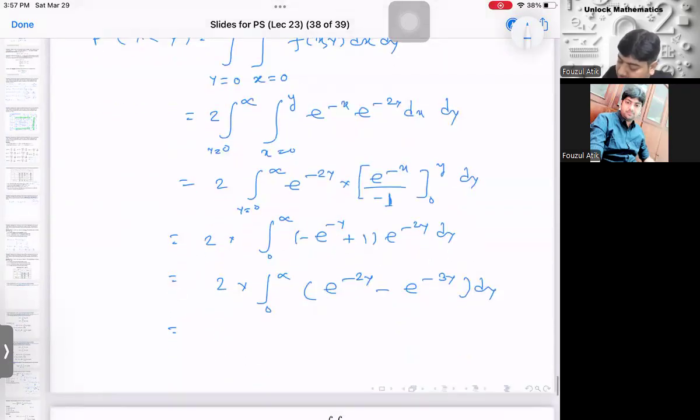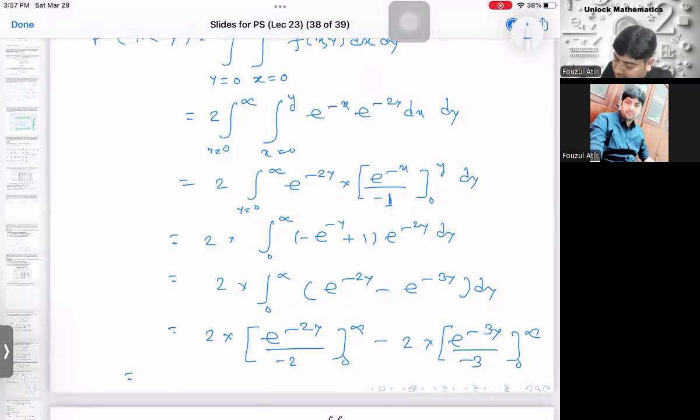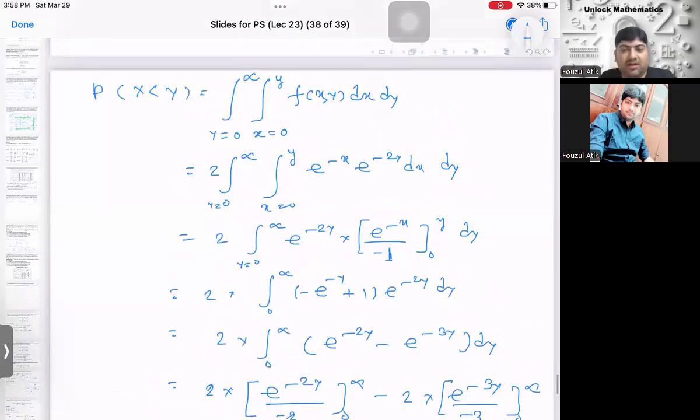Again we can do the integration: 2 into e power minus 2y by minus 2 from 0 to infinity, minus 2 times e power minus 3y by minus 3 from 0 to infinity. If you put the limits, the first becomes 1, because 0 minus 0 plus 1, and then minus 2 times, it is minus 0 plus 1 by 3, so 2 into 1 by 3. If you simplify, 1 minus 2 by 3, the answer is 1 by 3 for this integral. I hope you understood.